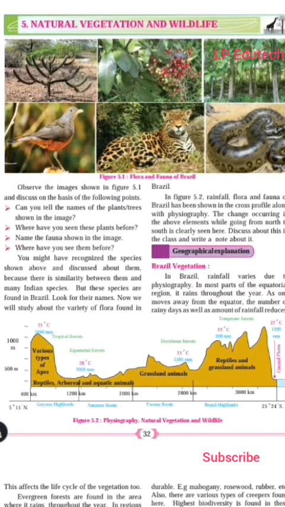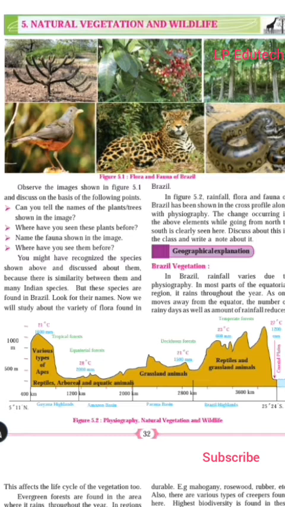Now the third question: name the fauna shown in the image. Yes, just have a look. Right from the left there is a Rio Negro bird. Then a leopard and an anaconda snake, which we know is a very giant snake. Many movies are based on this anaconda. You might have seen it.